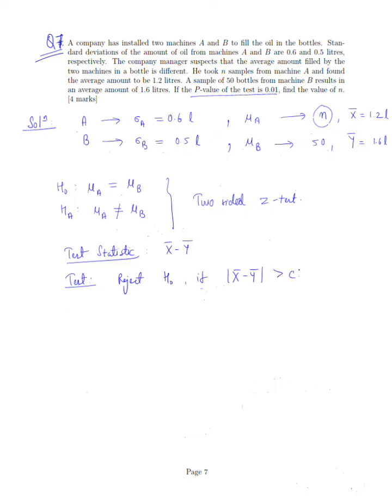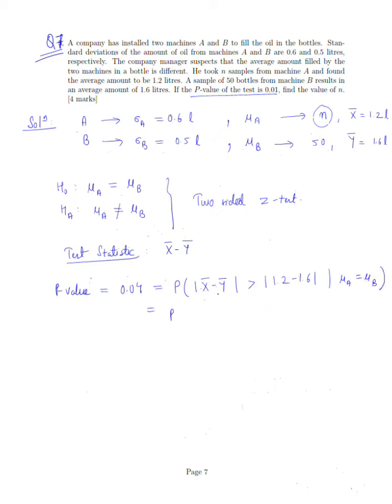But here we don't need all this. The test statistic is x bar minus y bar. Now the p value, which is given to be 0.04, we define it as the probability that mod of x bar minus y bar is greater than this 1.2 minus 1.6, given mu A equal mu B, right?